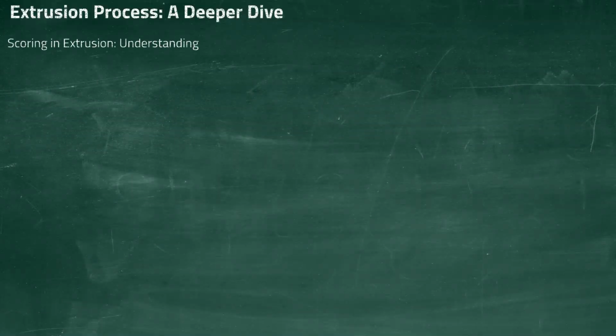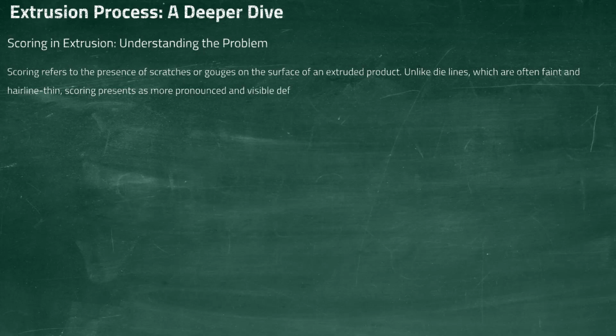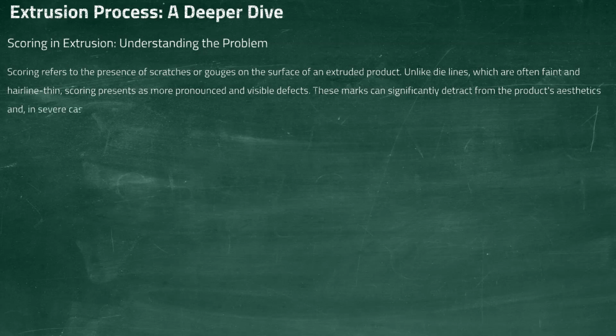Scoring in extrusion. Understanding the problem. Scoring refers to the presence of scratches or gouges on the surface of an extruded product. Unlike die lines, which are often faint and hairline thin, scoring presents as more pronounced and visible defects. These marks can significantly detract from the product's aesthetics and, in severe cases, compromise its functionality and performance.